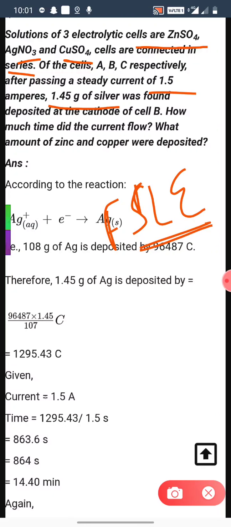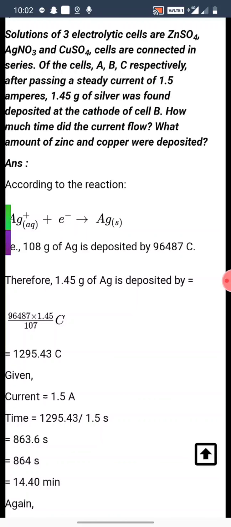First of all, you need to note down what the given things in the question are. You have 3 electrolytic cells connected together in series, the mass of one atom deposited at the cathode, and the current passed, which is 1.5 ampere. You need to find the time required to deposit this much silver, and also the amount of zinc and copper deposited at the respective electrodes. So we will first deal with silver only, since we have the maximum information regarding silver.